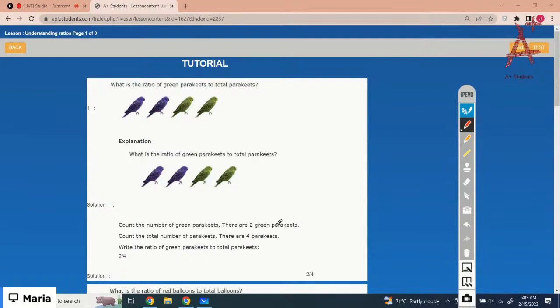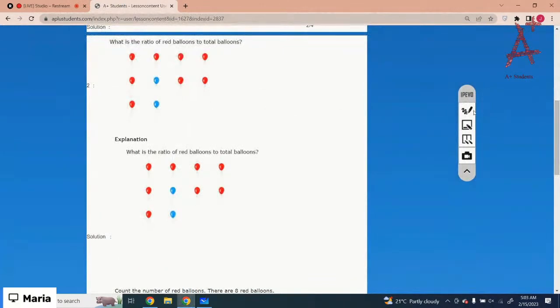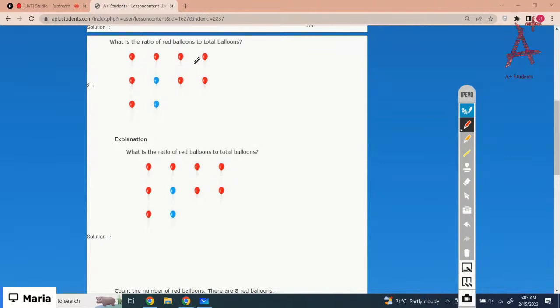Okay, let's do another example. What is the ratio of the red balloons to the total balloons? Let's count the red balloons. 1, 2, 3, 4, 5, 6, 7, 8. So the red balloons are 8 and the total balloons are 10. You have to find the ratio of red balloons to total balloons. So it would be 8 over 10. Got it?